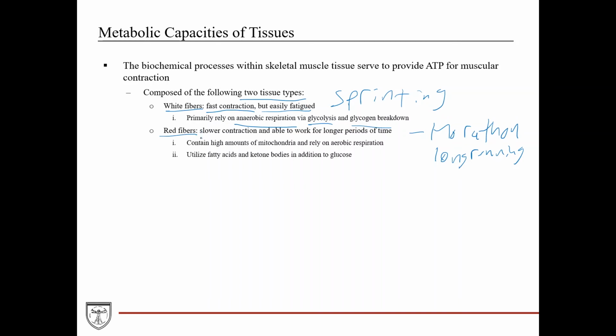Versus red fibers are more slow and steady, with slower contraction, able to work for longer periods of time, and they contain high amounts of mitochondria and rely on aerobic respiration as a result of that. So you can see the mitochondria content really is a major factor for the metabolic capacity of a tissue. The other thing is red fibers can utilize fatty acids and ketone bodies in addition to glucose.